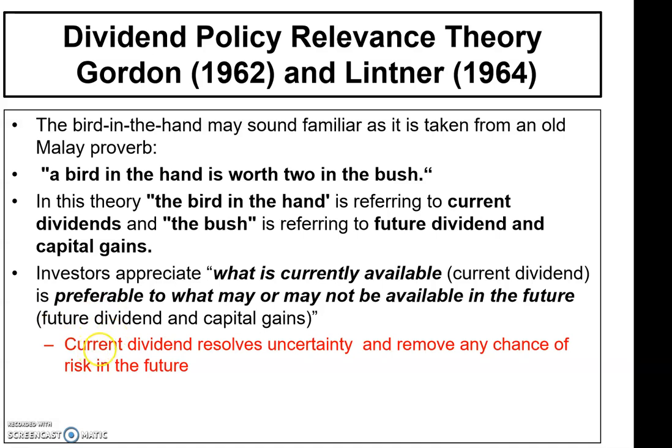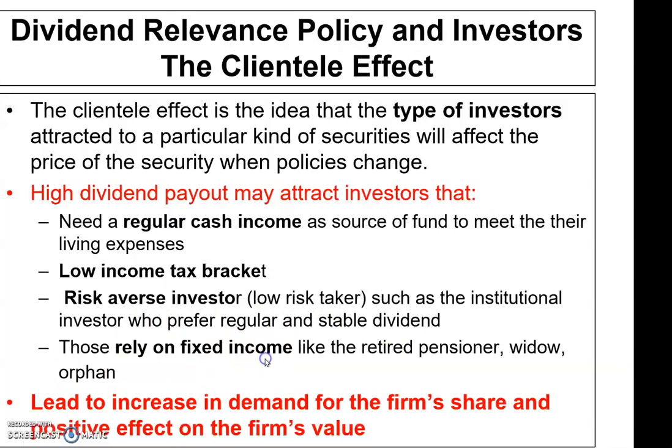So the key point for the bird in the hand theory says that investors prefer dividends to potential capital gain due to the uncertainty of capital gain. In other words, dividend income is more certain as compared to capital gain. So this is what Gordon and Lintner said or found in their research.